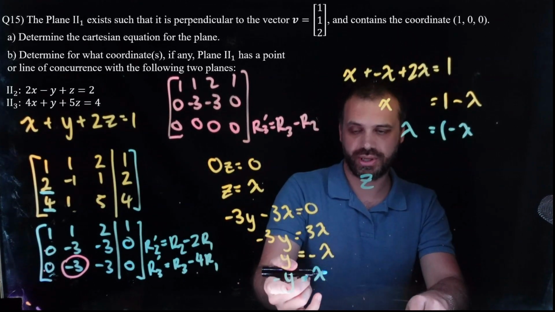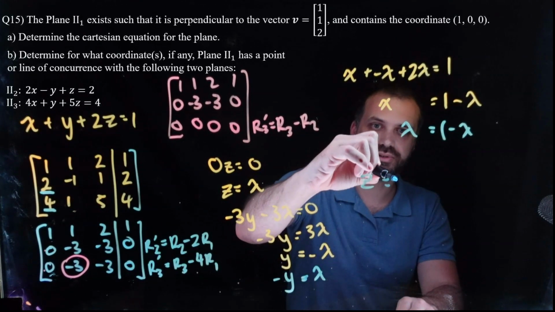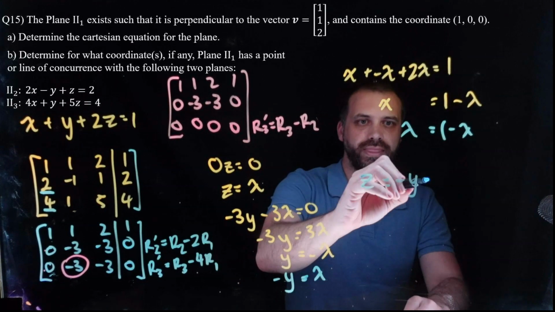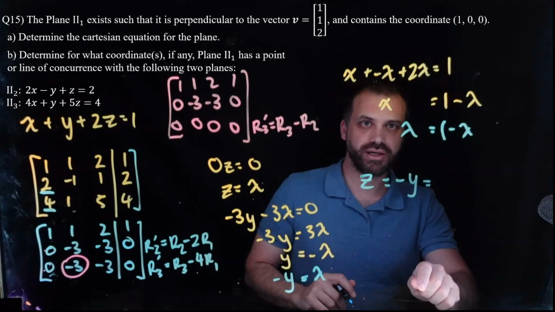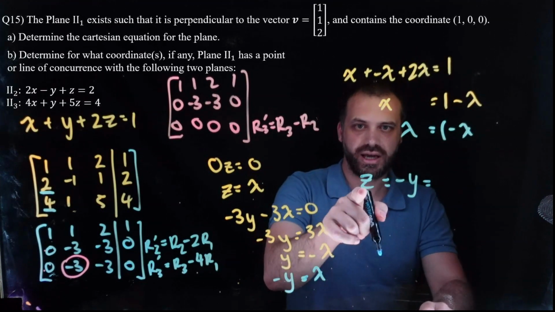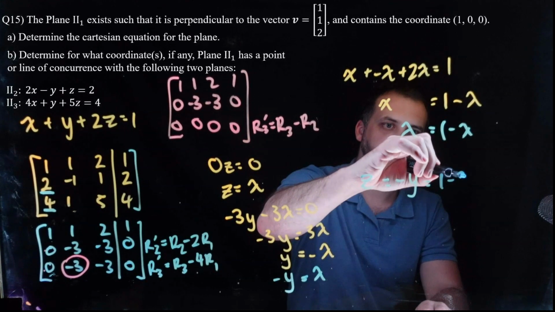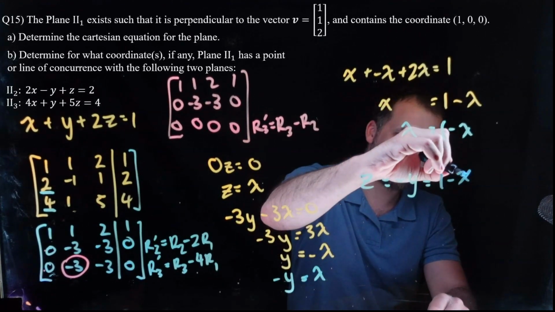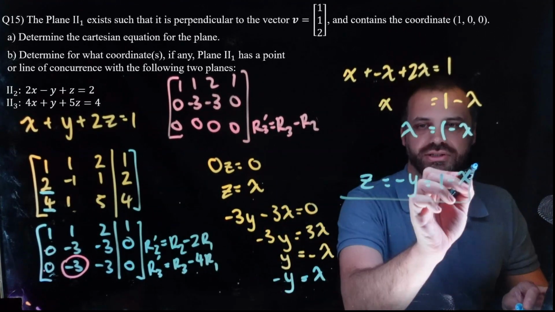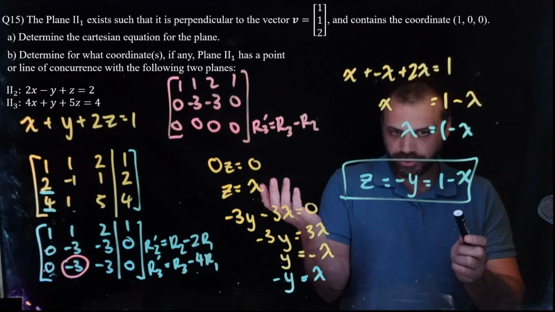Lambda is also equal to negative y, which means that z is equal to negative y. And I can also say that lambda is equal to 1 minus x. And z is equal to that, and negative y is equal to that, 1 minus x. So z equals negative y equals 1 minus x. So we're really finished here.